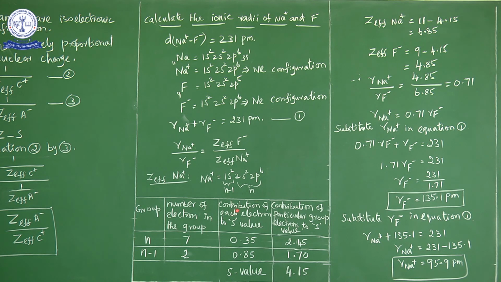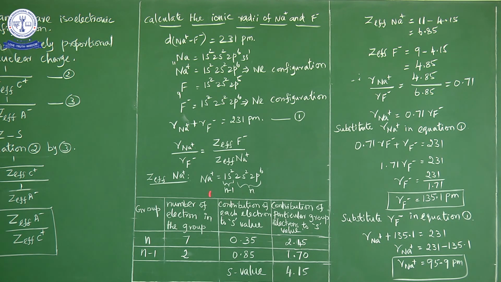So the screening value for each electron present in the nth group is 0.35. So the contribution of this group of electrons to the S value is 2.45. For each electron 0.35, so the total number of electrons in the nth group is 7. So for 1 electron 0.35 means for 7 electrons 2.45.